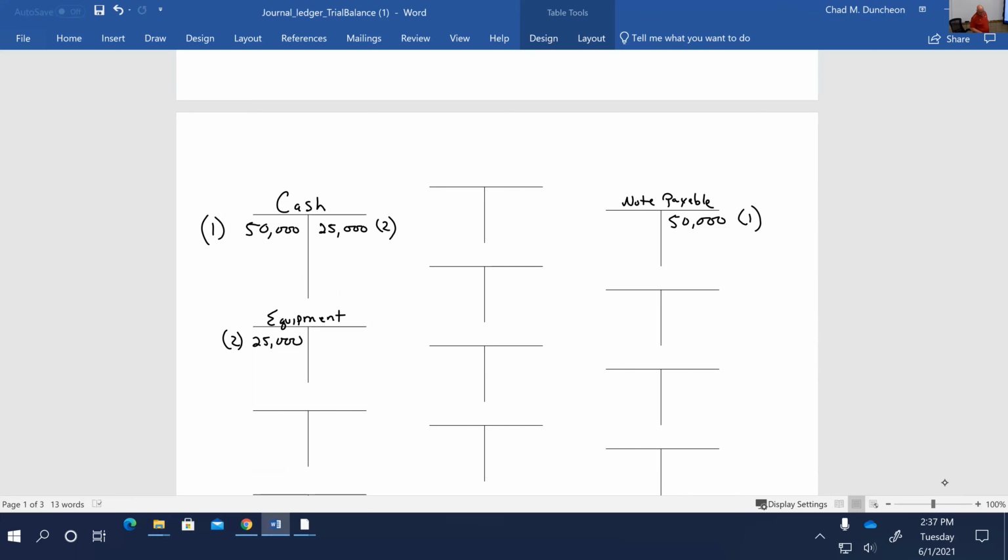Our third event, we paid $500 to landlord for January rent. Okay, now we have another new account we need to make. We need to make a rent expense account. We did not have one of those before. And if you look at your journal, you'll notice that we debited that rent expense in transaction 3, and we credited cash.